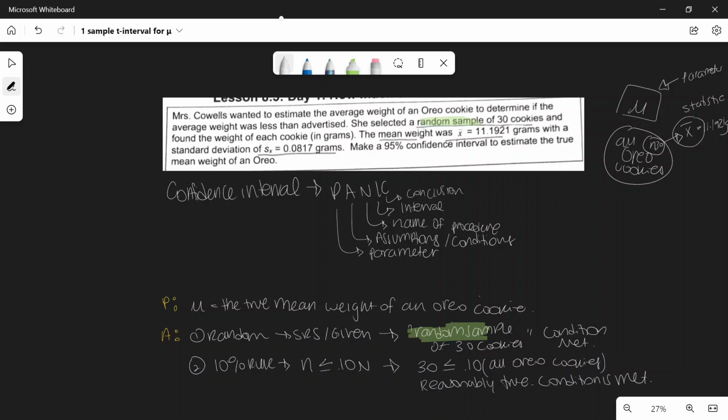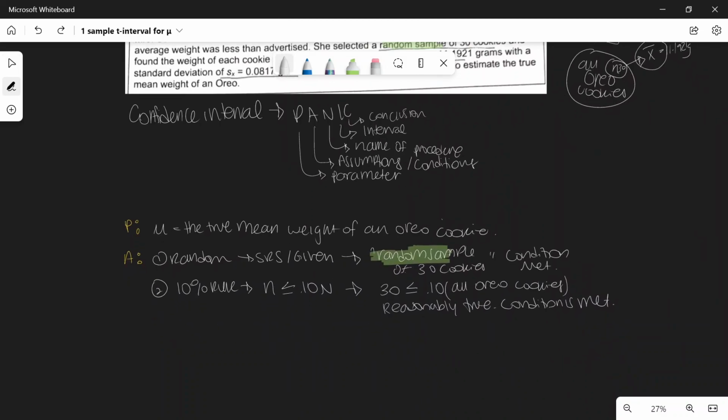Yeah, so we can't prove this numerically. We don't know what n is, so we just put the population, and then we just say it's reasonably true if it is. Now, if it's not reasonably true, you're just going to say proceed with caution, and condition not met, proceed with caution, and you're just going to continue on with constructing a confidence interval.